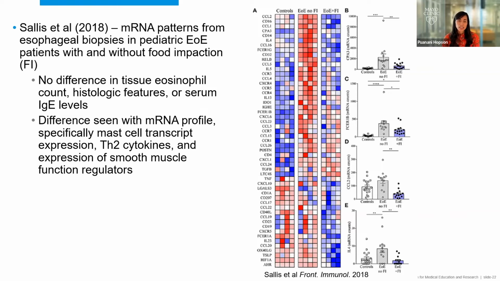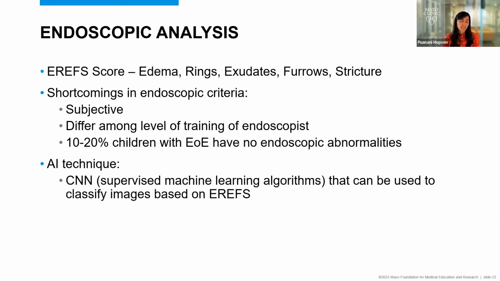In this really cool model, you can see control here on the left, and EoE without food impaction had a very different pattern compared to EoE with food impaction. Again, this is looking at mRNA patterns. I think this is a really unique thing that, combined with the biopsy, would be pretty amazing to see going forward. Let's change the focus now to looking at endoscopic analyses.